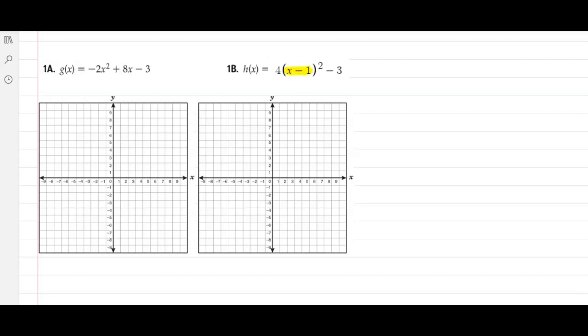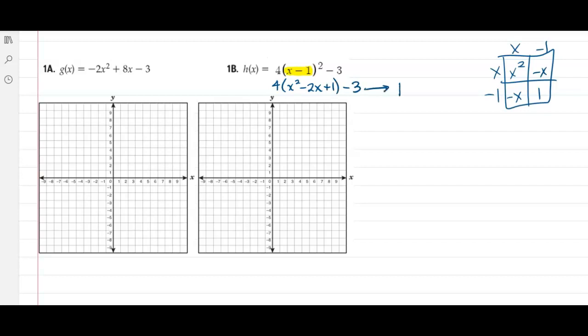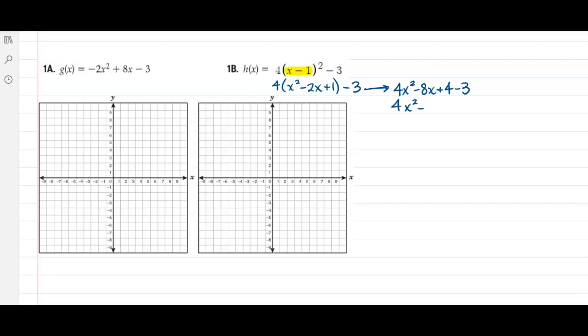Right here, if I square x minus 1, I'd actually have to go off to the side, x minus 1, or use FOIL. Either way, we end up with 4 times x squared minus 2x plus 1 minus 3, which then becomes 4x squared minus 8x plus 4 minus 3 when I distribute. And then I can combine like terms to get 4x squared minus 8x plus 1.